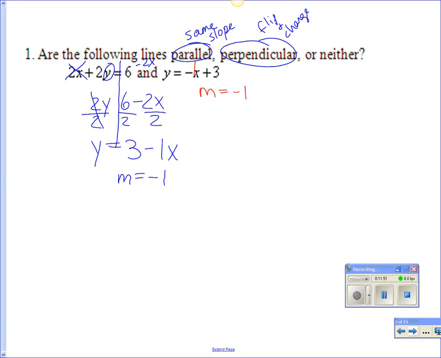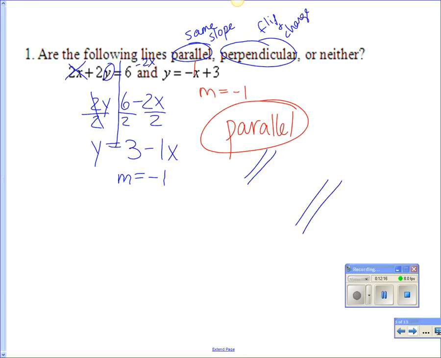So they are the what? Very good. They're parallel because they are the same. Great. So the answer to this one is parallel. That's the answer. That's what they want to know. You could also put this, if you don't like writing that word, you can put that symbol. If you don't like writing the word parallel, you can put that symbol.